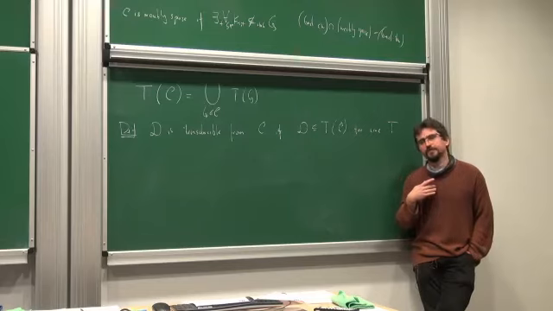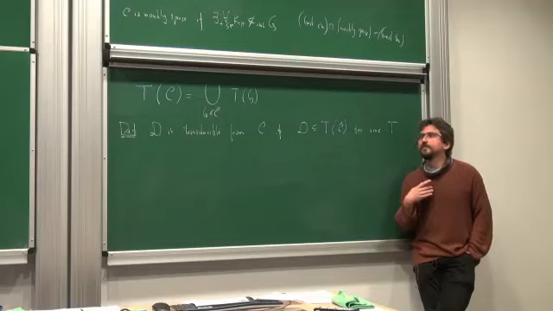Could it be that you need to use two graphs from C to build D, and then it's not just from one graph? Well, that's not what the definition says. I'm not sure how to interpret your question. It's subset T of C, but T of C is the union over all G in C.